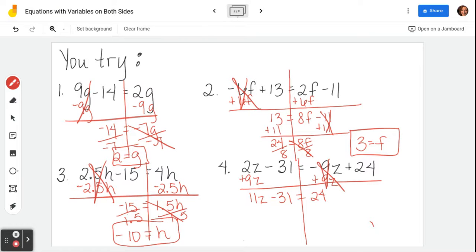I've got to get rid of the minus 31. The opposite of subtracting is adding, so I'm going to add 31 to both sides. And now I have 11z equals 55. Opposite of multiplying by 11 is dividing by 11. So I end up with z equals 5.